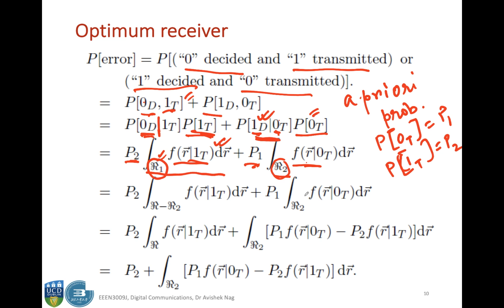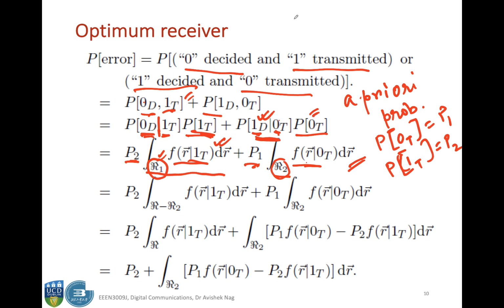So this is what we get. Okay, up to this, so far so good. So let me say it again. The probability of deciding 0 given that 1 was transmitted only happens when you are observing your points at R1. And if 1 was transmitted and still your received signal is falling within R1, forcing you to make a decision that 0 was actually transmitted, that is giving you the error.